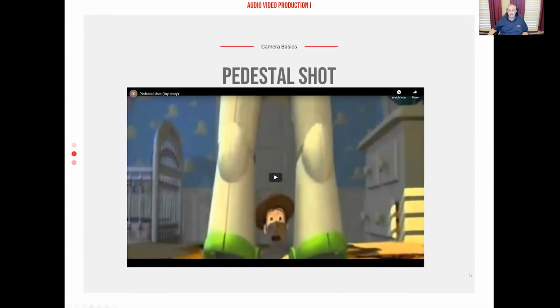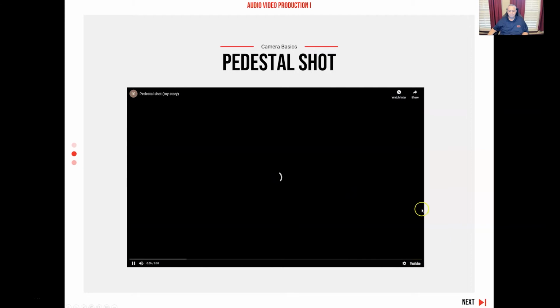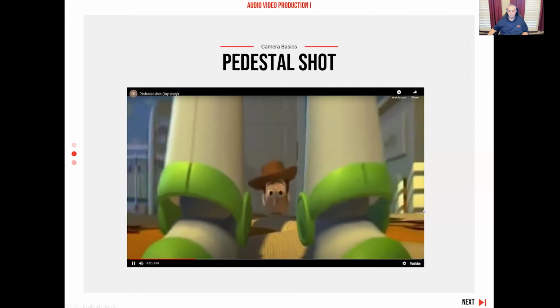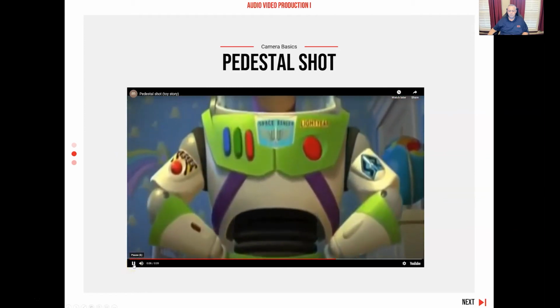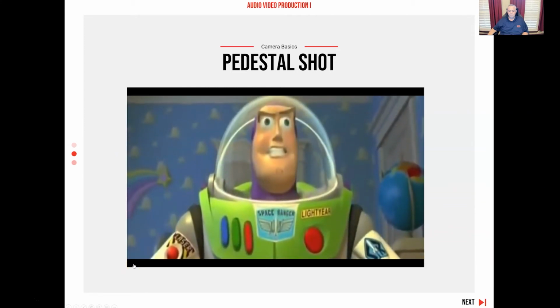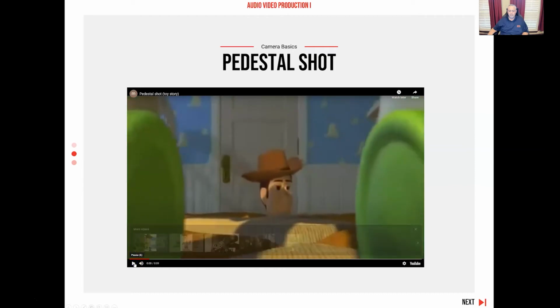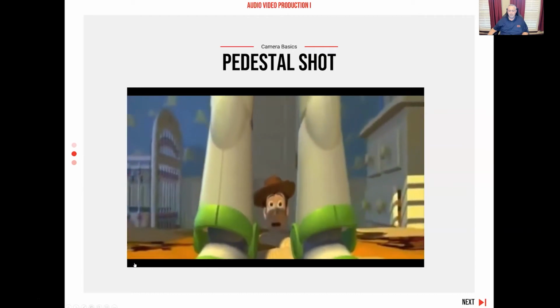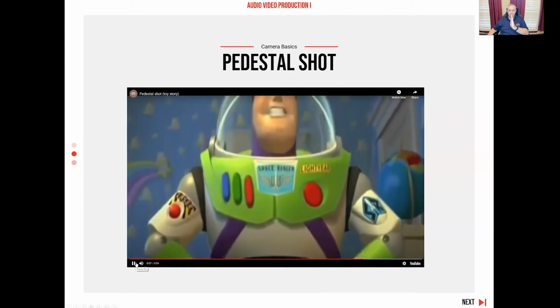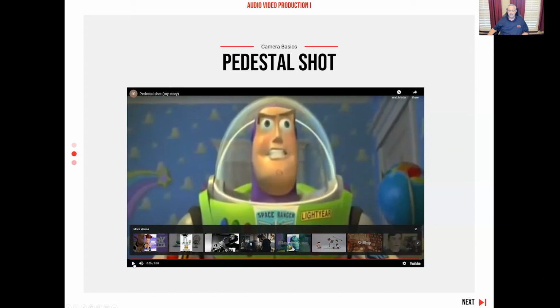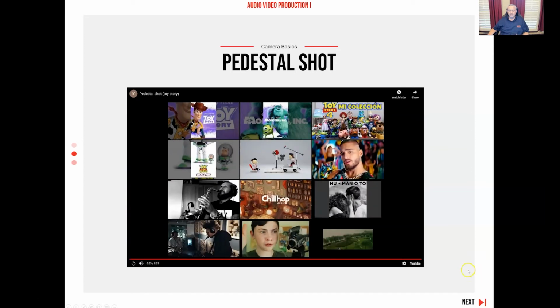All right, so let's look at some different examples here. Here's a pedestal shot, and this is a shot from Toy Story. Notice in this shot that no head is being tilted. Well, Woody's is, but the camera is just going straight up. It's not tilting at an angle. It's just moving straight up, straight down. So that's a great example of your pedestal shot.